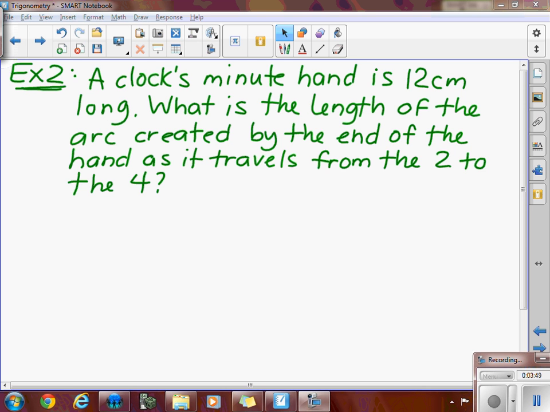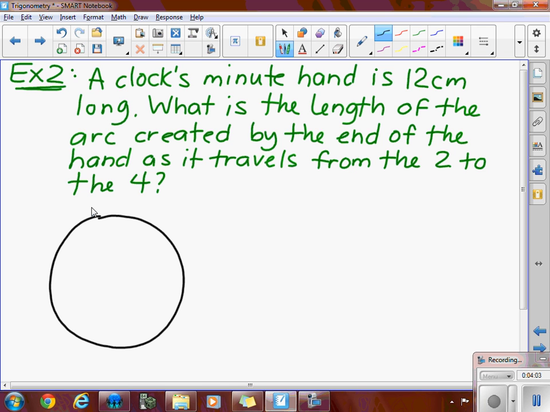Here's the second example we'll talk about. A clock's minute hand is 12 centimeters long. What is the length of the arc created by the end of the hand as it travels from the 2 to the 4? Now, there's a lot of information that you have to think about in this question. However, we've got a clock, and a clock is broken up into 12 sections, but we actually want something like this. We want to know the length of that arc from the 2 to the 4.